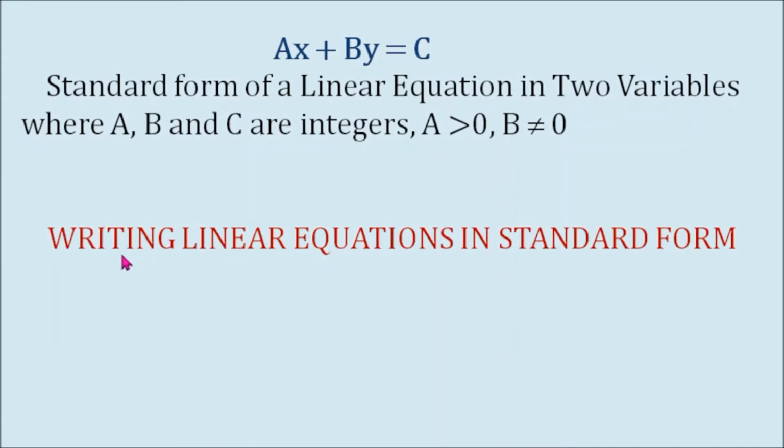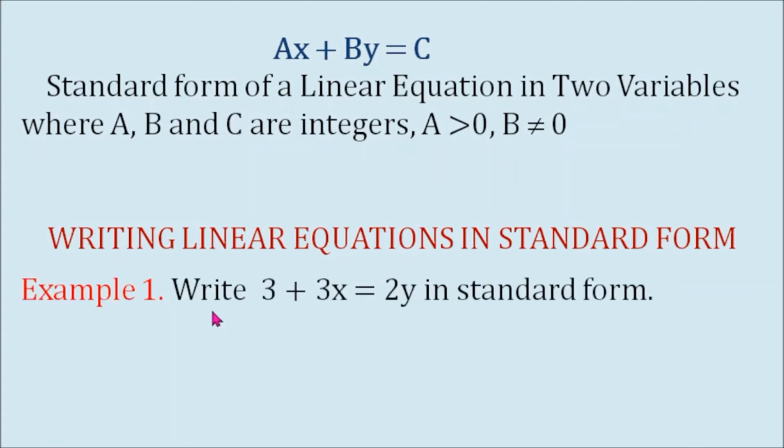Now, the first thing that we have to learn here is writing linear equations in standard form. Example number 1. Write 3 plus 3x equals 2y in standard form. The terms with variables should be on the left side and the constant should be on the right side. So we are going to move this 3 to the right side. To do that, we subtract 3 from both sides of the equation. So we have 3x equals 2y minus 3.